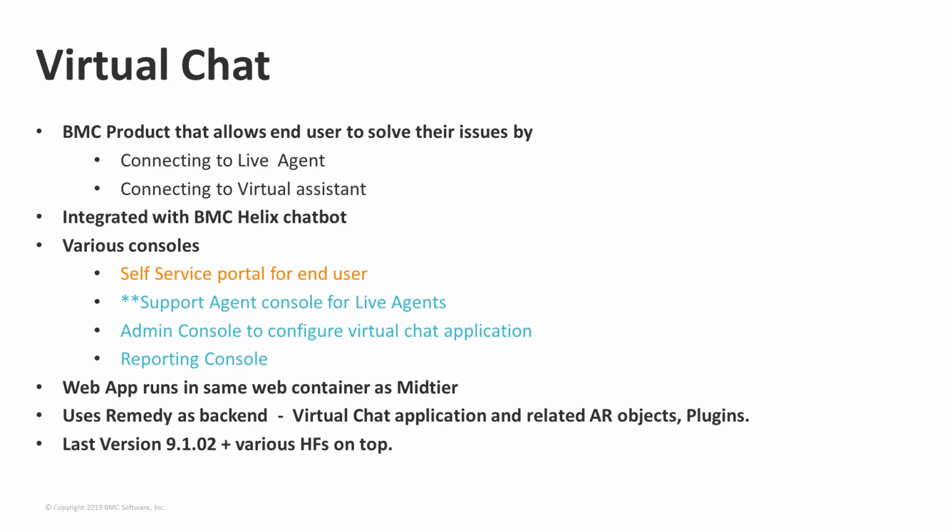A self-service portal for the end user is a portal where a self-service user will come and request a chat, and then it goes from there. A live agent on the other side will pick up your chat and start interacting with you. So that's a portal an end user can use. The second is the support agent console for the live agent. This is the UI that shows up in Midtier, and this is the UI that live agents would use to interact and chat with the end user.